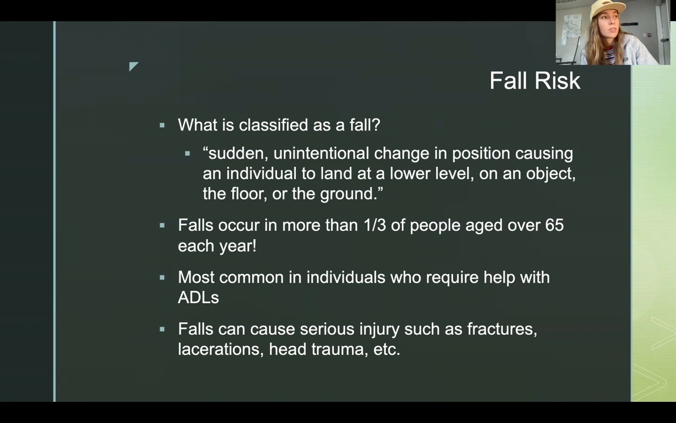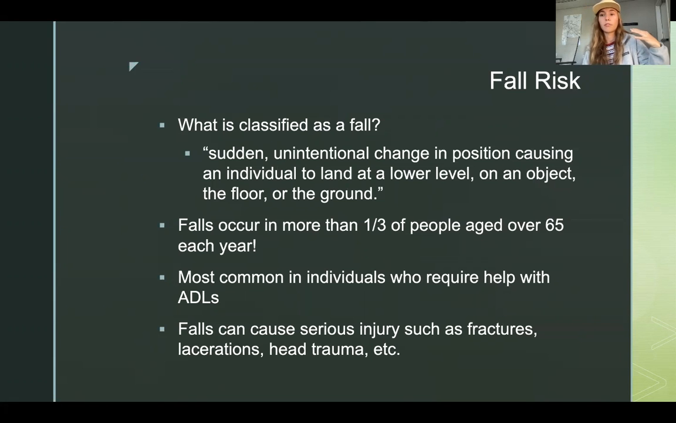So if an individual is over 65, there's over a 33% chance that they're going to experience some type of fall within the year. Not all of these falls cause injury, but a lot of them do. The falls are most common in individuals who require help with ADLs, but it's not limited to that population, because throughout my research, I was seeing that falls can also occur in community dwellers who are just living their normal lives.